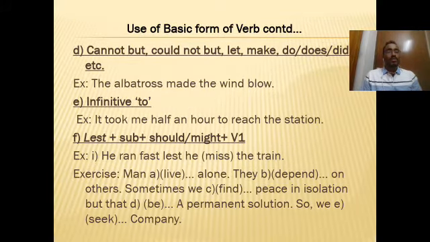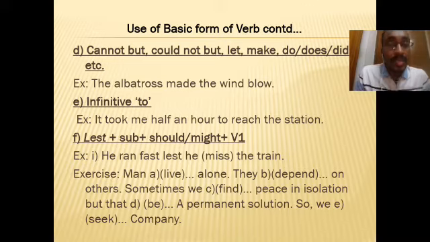And there are some other rules also. Look at these words or phrases. Some words and phrases are given here for number D: cannot but, couldn't but, let, make, do, does, did, and after these phrases we always use the basic form of verb. For example, the albatross made the wind blow. Here made is the verb, and after this blow is used as the basic form. So these are the basic form of verb. And number E, this is very important.